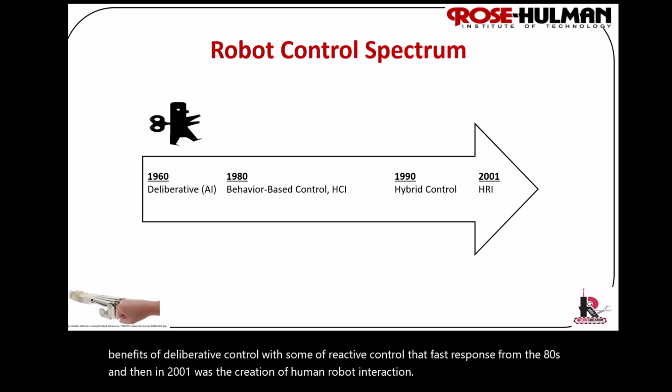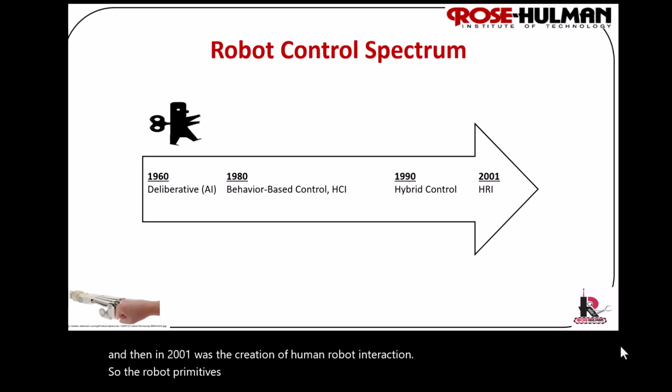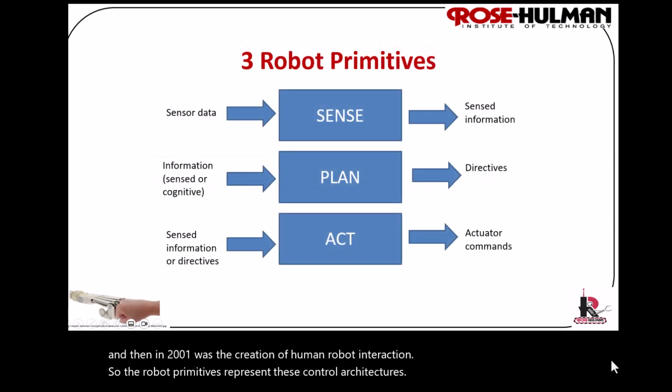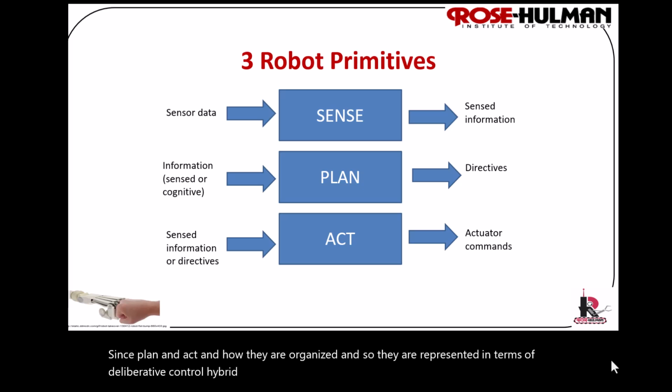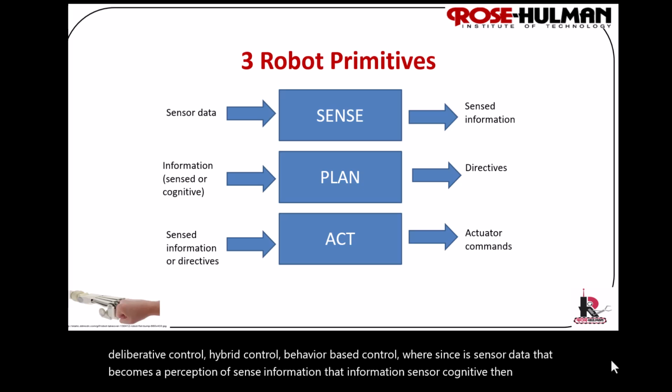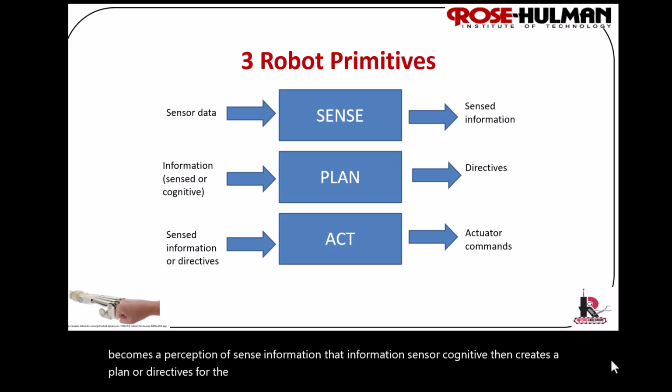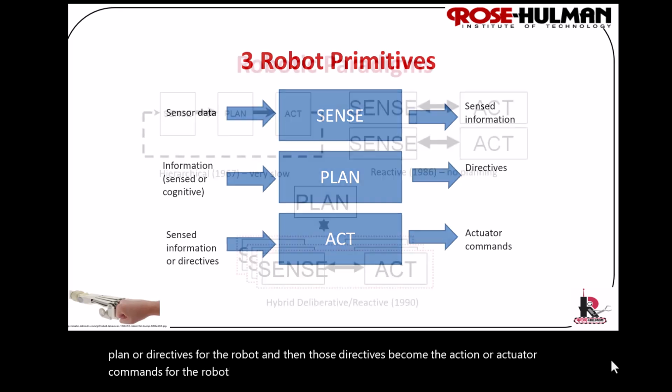So the robot primitives represent these control architectures: sense, plan, and act, and how they are organized. And so they are represented in terms of deliberative control, hybrid control, behavior-based control, where sense is sensor data that becomes a perception or sense information. That information, sensed or cognitive, then creates a plan or directives for the robot. And then those directives become the action or actuator commands for the robot to act upon the physical world.